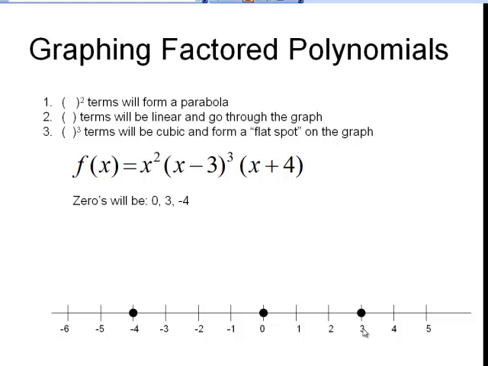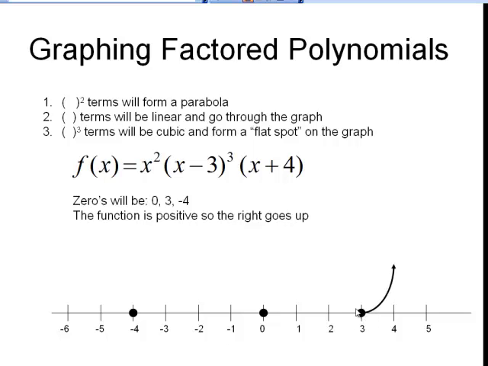Then I go back, and 3 is going to be a cube, so it should be flat. 0 was our square, so it should be a parabola. And negative 4 should have a line going through it. Now at the very, very front, it's positive, which means the right side's going to go up. So we're going to go up.